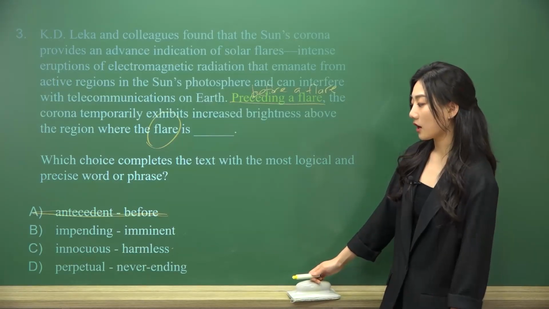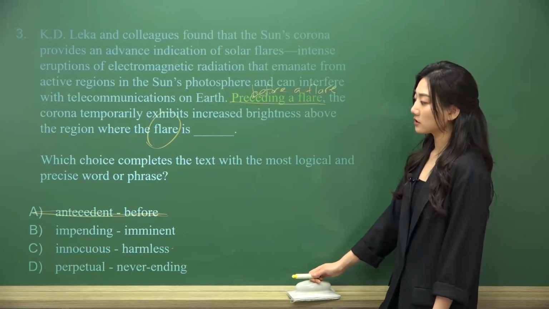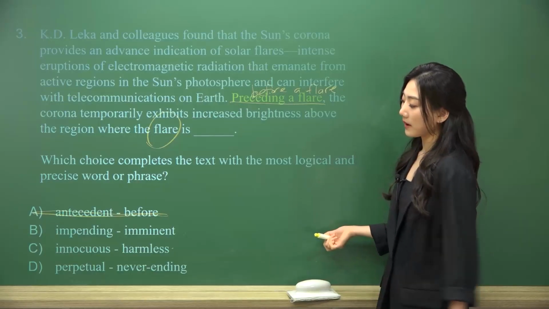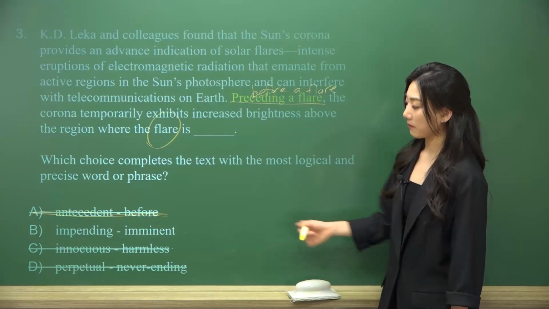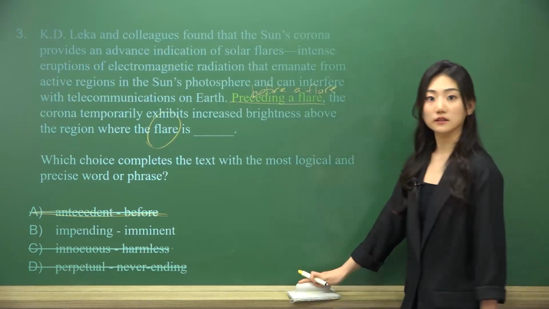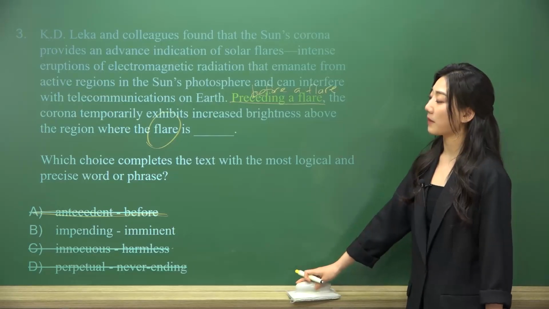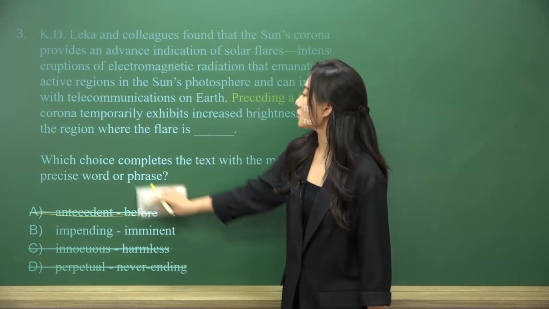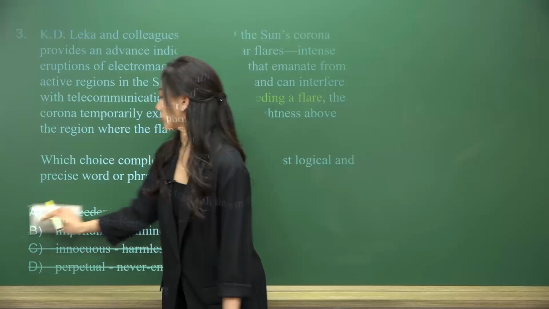So innocuous, harmless, perpetual, never-ending, those two are both irrelevant to our passage. So our answer is impending, imminent, like that. So we do need to understand the passage much better than we did in the first 4 tests.